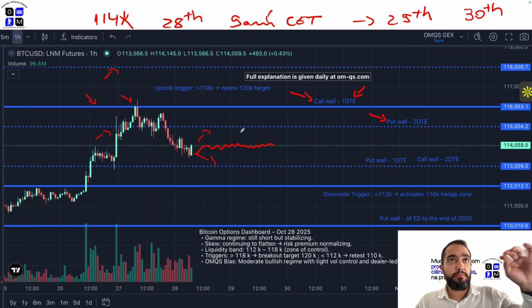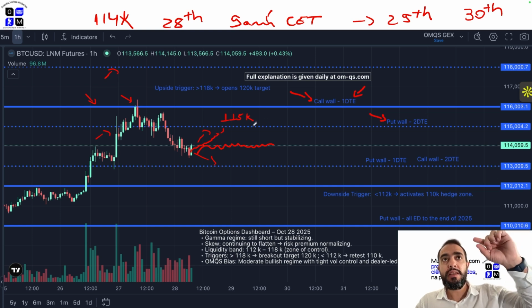And then you use these levels to place your decision for whatever trading you're going to do. For example, from here, the price starts to go up. It would touch 115K, that is the put wall, 2 days to expiration. And here it will stop for a while.